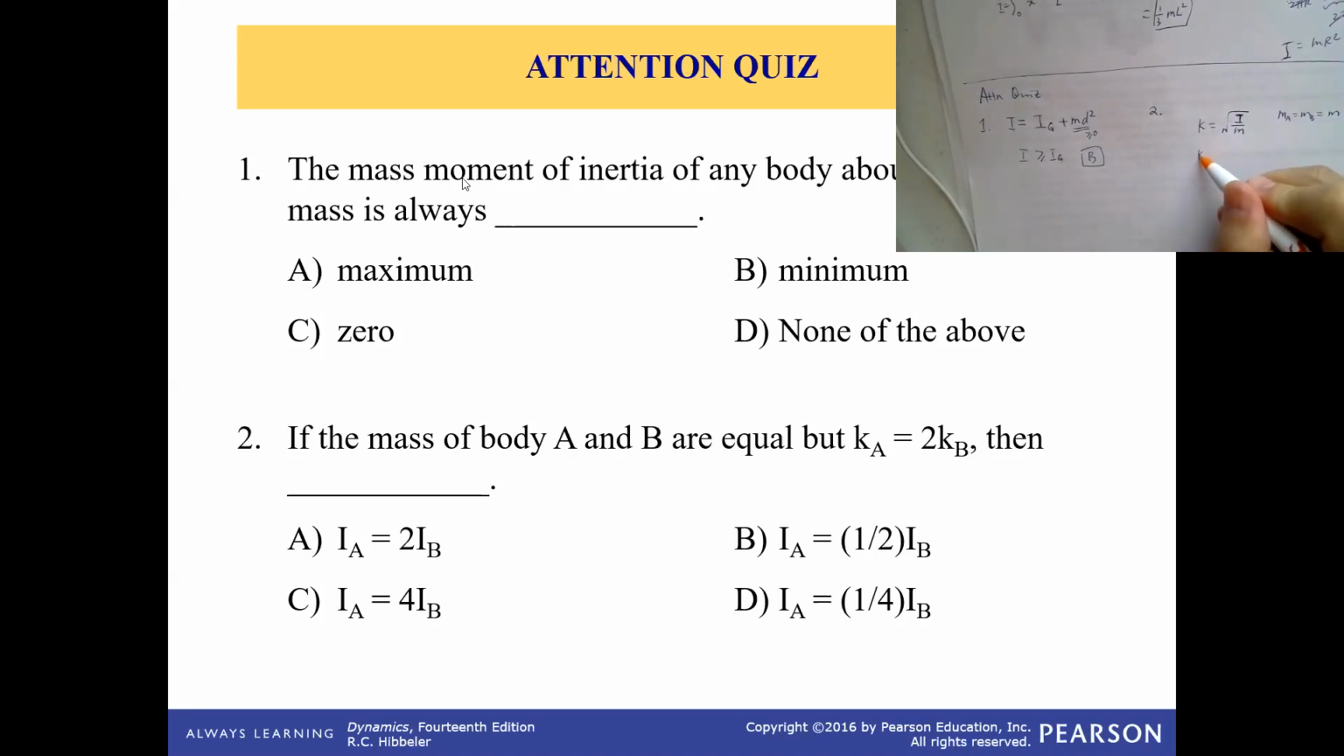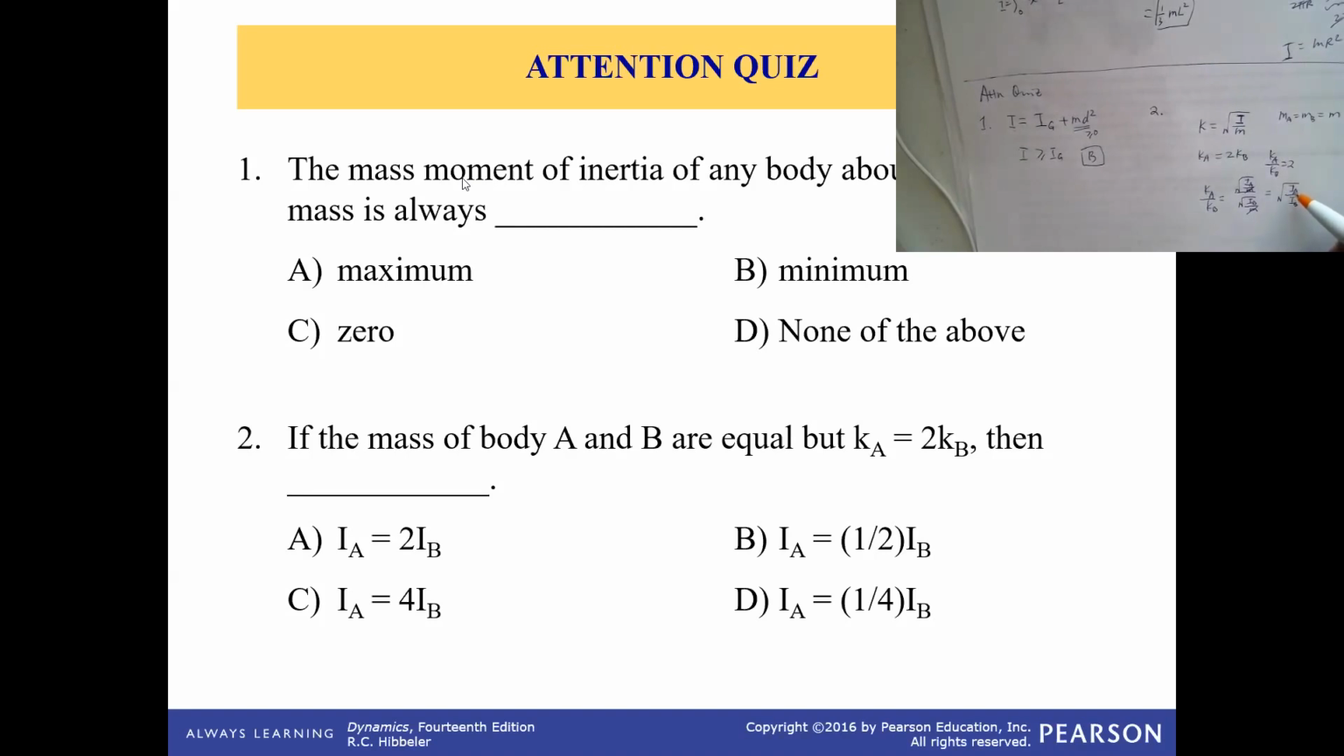Now Ka is equal to 2Kb. So you can do a ratio, Ka over Kb, which will be equal to 2. Ka over Kb is also equal to the square root of IA over M divided by the square root of IB over M. The M's are the same, so they cancel out, leaving the square root of IA over IB.